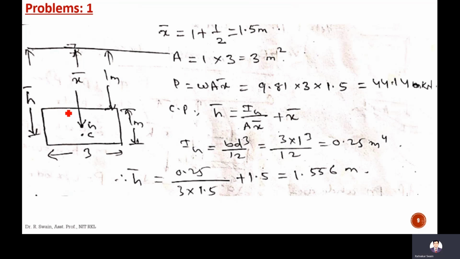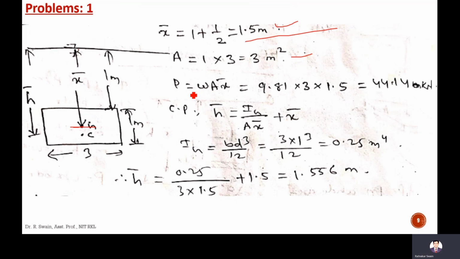This is a vertical surface. Here the dimension is given: 3 meter width, height is 1 meter, and it is located at depth 1 meter from the liquid surface. So here x bar will be the distance of CG from the liquid surface, that is 1 plus half, this is a rectangular surface, so 1 by 2, that is 1.5. Area will be 3 into 1, that is 3.